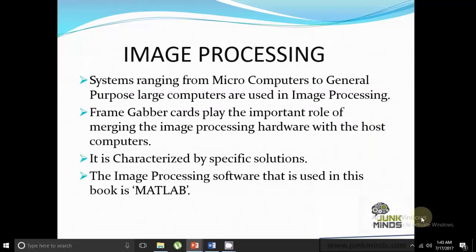Now talking about image processing. Systems ranging from microcomputers to general purpose large computers are used in image processing. Basically here, the frame grabber cards play the important role of merging the image processing hardware with the host computer. It is characterized by specific solutions, and the image processing software that is used here is MATLAB.